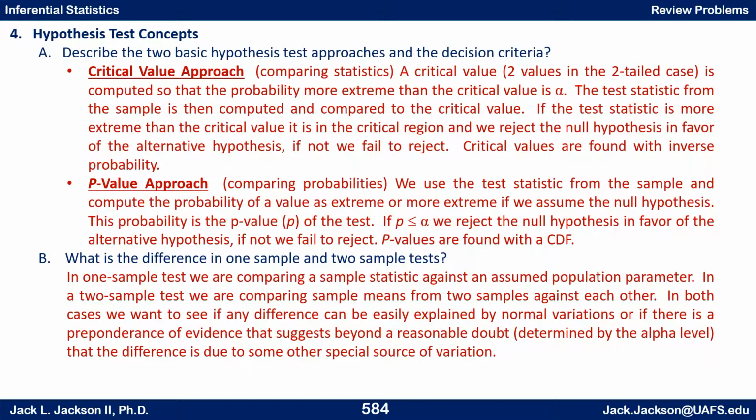Those are just probabilities. What's the difference in a one-sample and two-sample test? In a one-sample test, we're comparing a sample statistic against an assumed population parameter. In a two-sample test, we're comparing sample statistics, like means, from two samples against each other. In both cases, we want to see if any difference can be easily explained by normal variations, or if there's a preponderance of evidence that suggests beyond a reasonable doubt, determined by the alpha level, that the difference is due to some other special cause of variation.